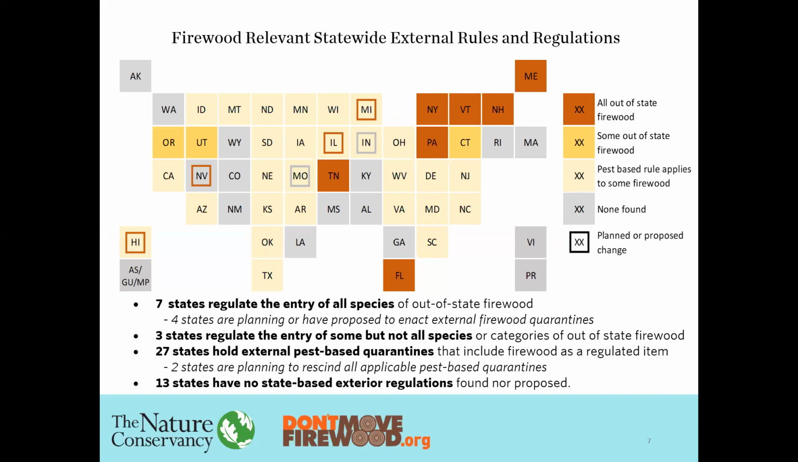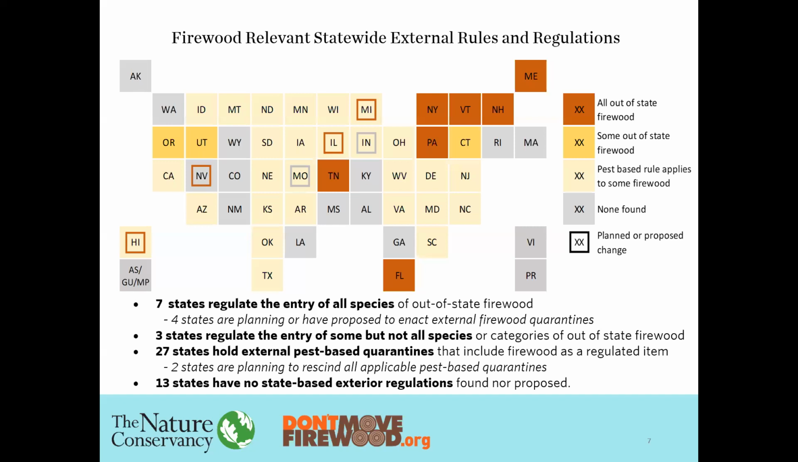3 states that are the sunshiny yellow regulate the entry of some, but not all, species or categories of firewood itself from out of state. These are similar in many ways to the all out-of-state firewood quarantines, but they are constructed quite a bit differently. 27 states do not have all-firewood or most-firewood quarantines, but instead they have very specific pest-based quarantines that include firewood as a regulated item. And so you can see that's actually the most common category here.